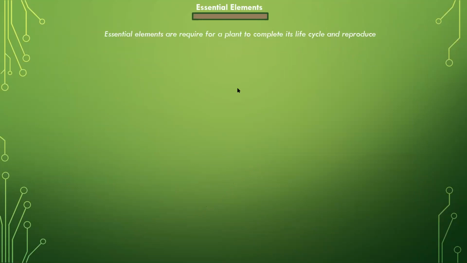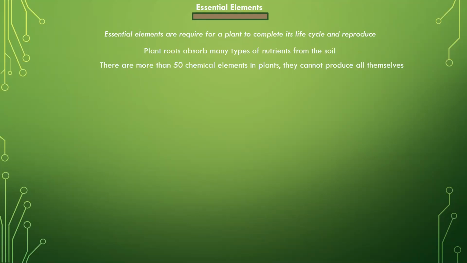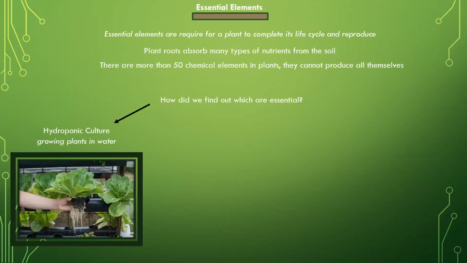And so there are essential elements that are necessary for a plant to complete its life cycle and reproduce. We've talked about a lot of these different nutrients. As we said, plants absorb many types of nutrients from the soil. There are upwards of 50 different chemical elements in soil that plants cannot produce themselves. And so there are a lot of different ways that we test this.